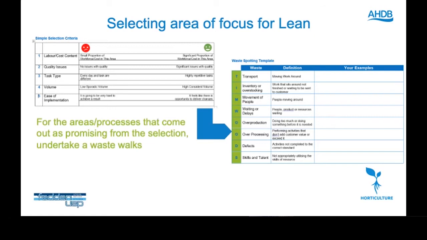Or picking an area that's got a lot of quality issues. So if you're having a lot of quality issues between picking and the pack houses, you're possibly looking at the picking process and looking at why some of the quality issues are arising and what can be done to reduce them down. Where you've got repetitive tasks. So if you've got an area where you've got high repetition of tasks or routines within that area, then again, that's another good place to start.